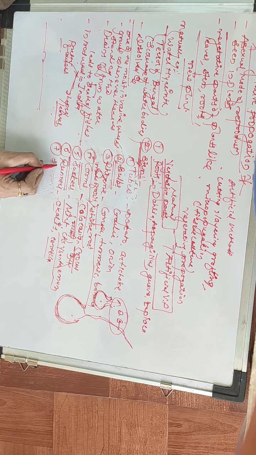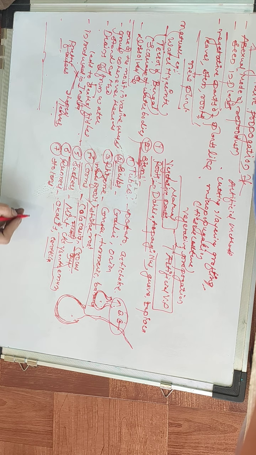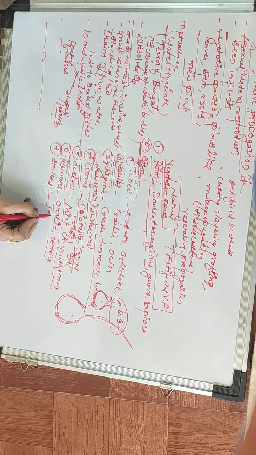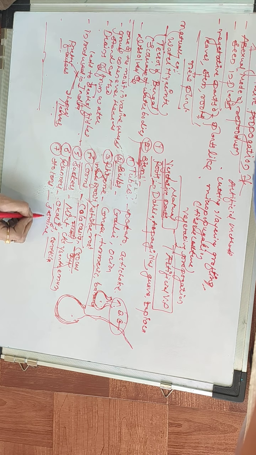Then the next part is called as stolon. Okay, you know jasmine plant. So from the stolon part of this stem, we can grow the plant. That is called as jasmine.